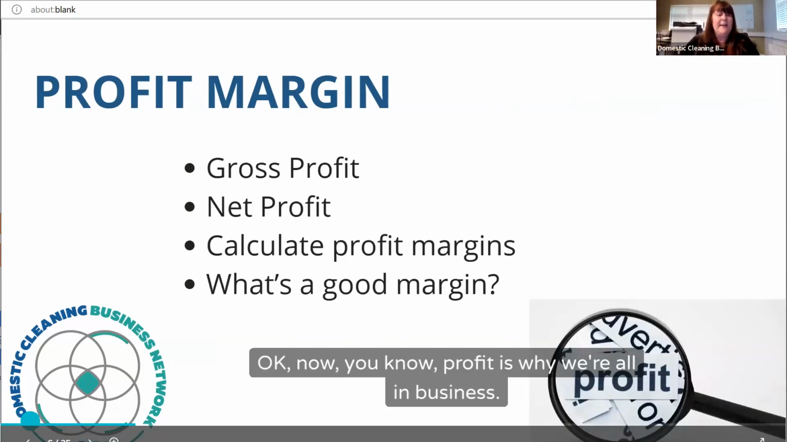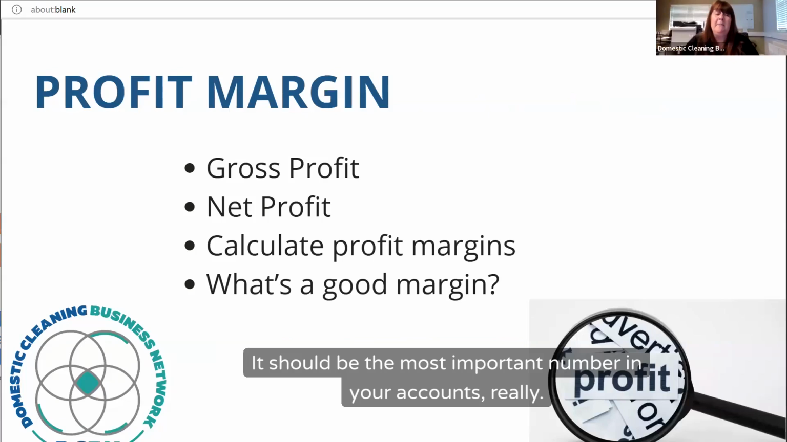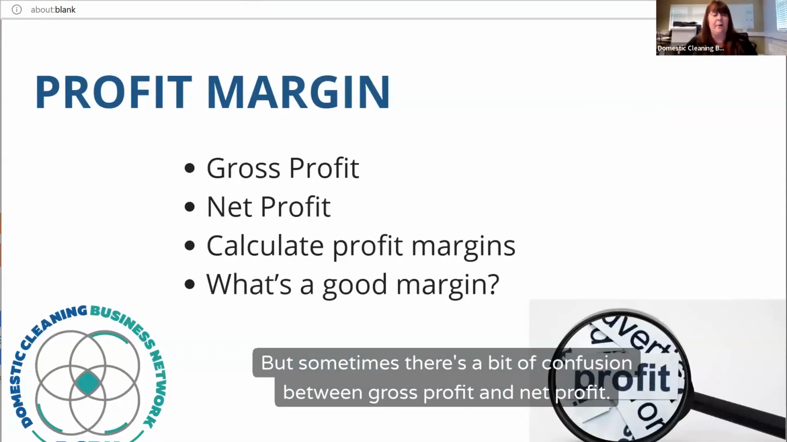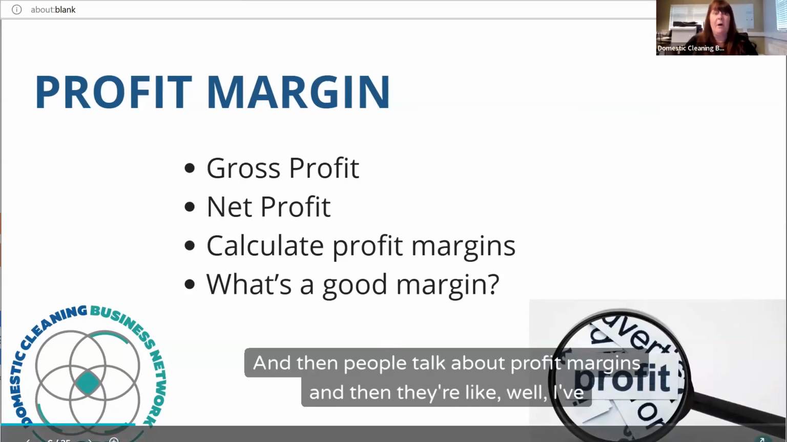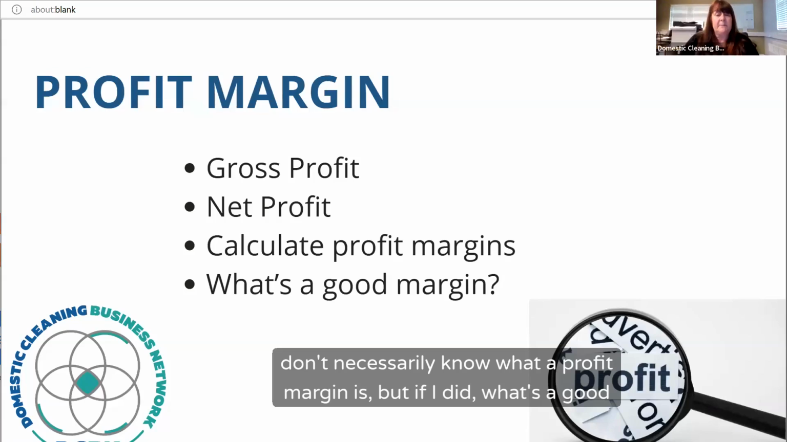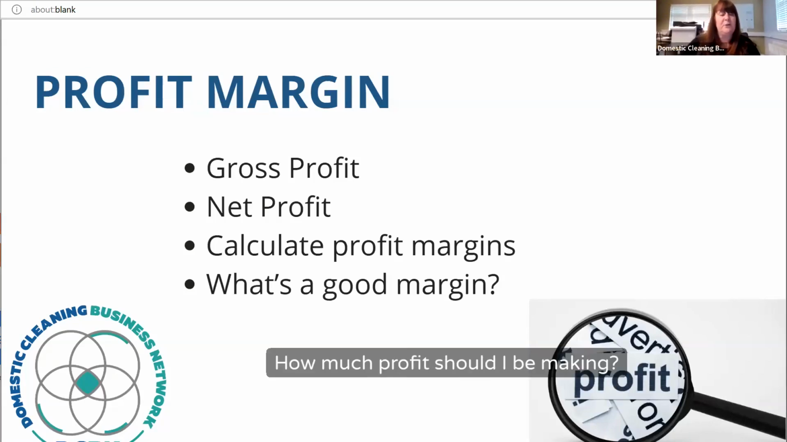Now, profit is why we're all in business. It should be the most important number in your accounts, really, but sometimes there's a bit of confusion between gross profit and net profit. And then people talk about profit margins, and then they're like, well, I don't necessarily know what a profit margin is, but if I did, what's a good margin? How much profit should I be making?